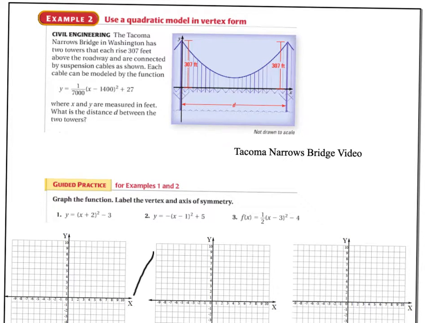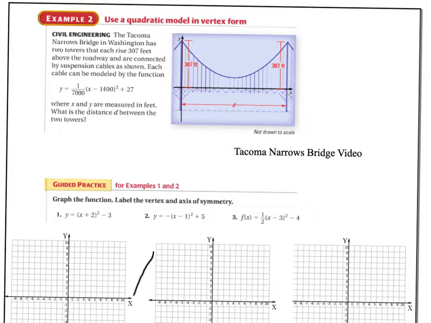Here's an interesting kind of real-world problem. This is the Tacoma Narrows Bridge in Washington. It has two towers that each rise 307 feet above the roadway and are connected by suspension cables as shown. Each cable can be modeled by that function shown there, and x and y are measured in feet. They want to know the distance d between the two towers. There's a really cool video on the Tacoma Narrows Bridge. Hopefully I'll show that in class, otherwise you should look it up because it actually collapsed. Well, the old one did. This is probably the newer one.